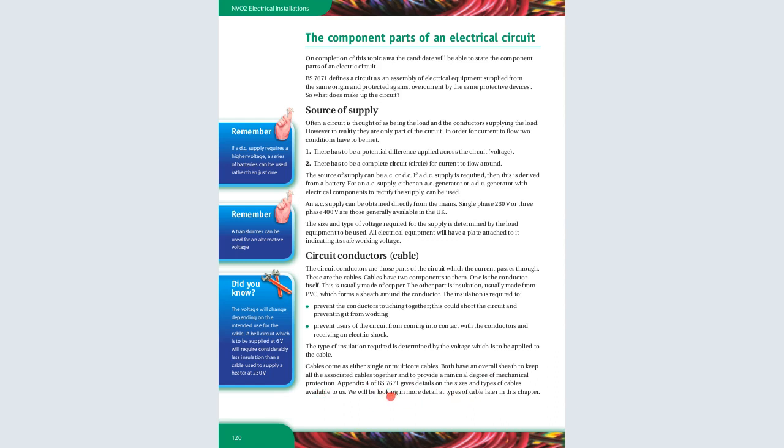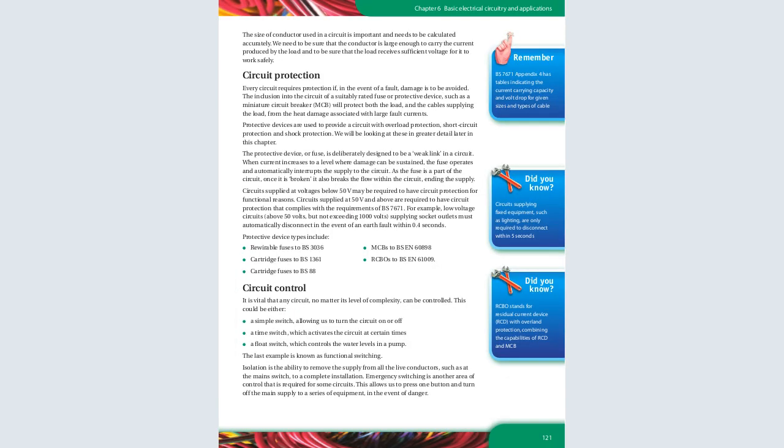Now we have Appendix 4, which is on the IE regulations. I remember sending you this IE regulation. Hope you guys are reading it. It gives details of the size and type of cables available to use. So we'll be looking in more detail at the types of cables later. So that is a review on components of the circuit. The size of the conductor also used in the circuit is important and needs to be calculated accurately.